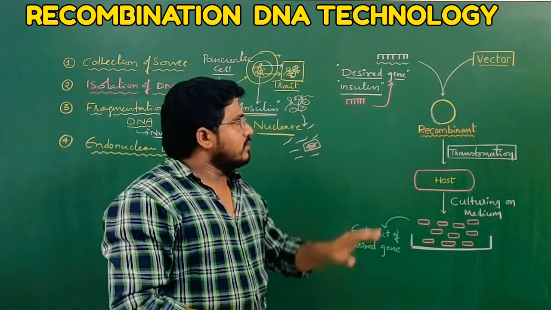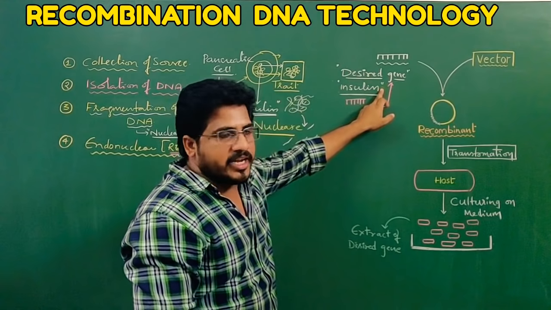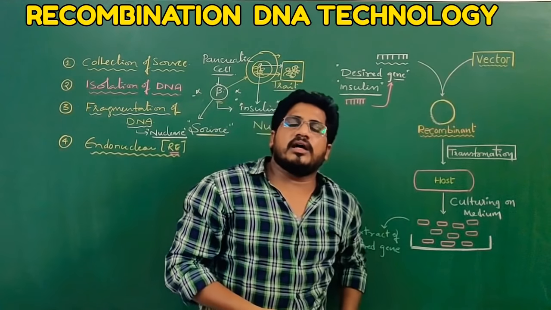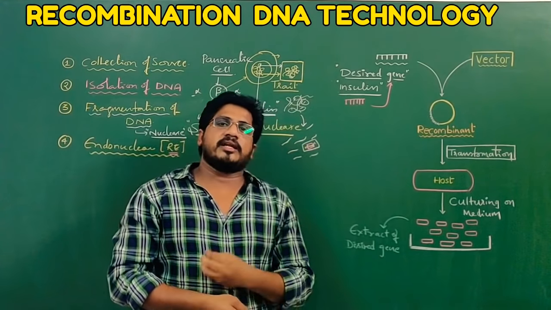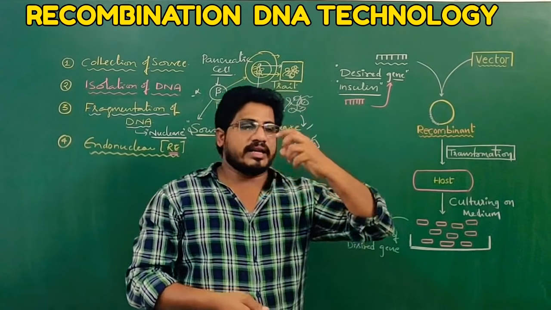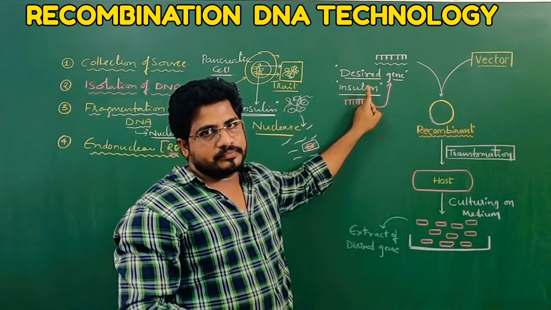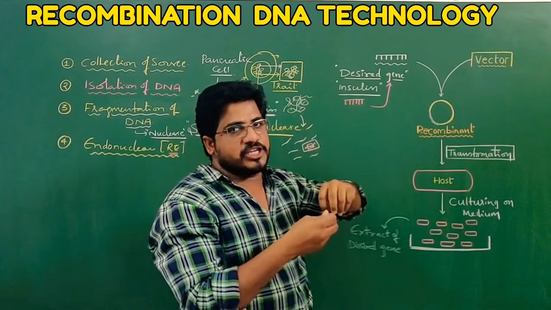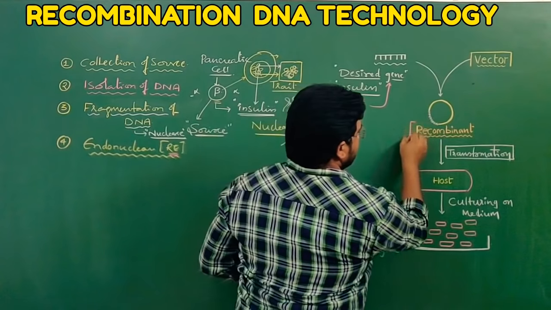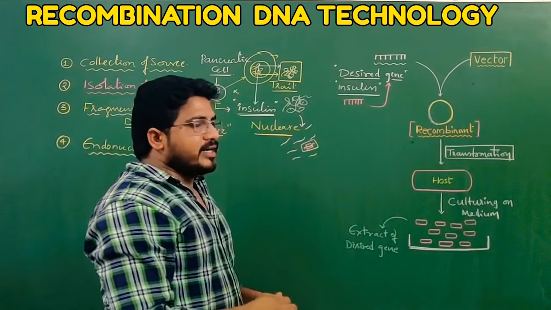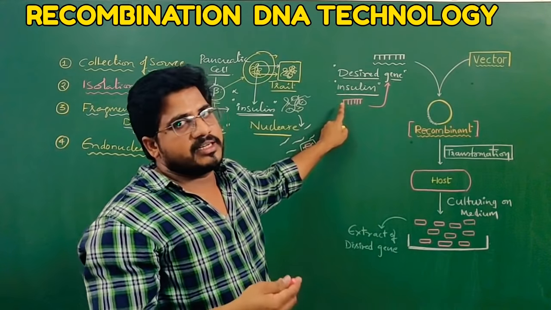I hope you understand. Once you got the desired gene, then what do we have to do? We have to insert this desired gene into a vector. About the vector, last class we had discussed. There are so many vectors: prokaryotic vectors and eukaryotic vectors. Vectors carry the desired gene. For the vector, it is a foreign gene, that's why it is also called alien gene. So the integration of the desired gene with the vector is called recombinant. What is recombinant? It is an integrated genome, the combination of vector and alien gene, which is the desired gene.